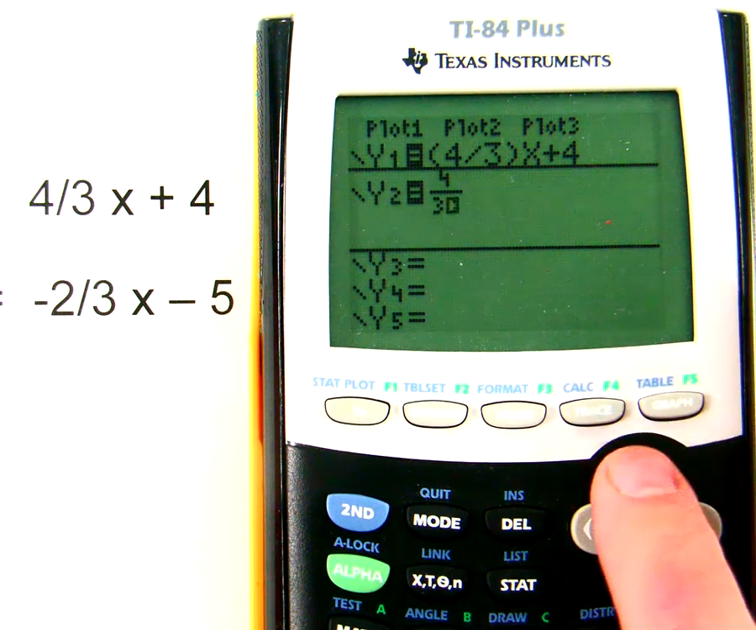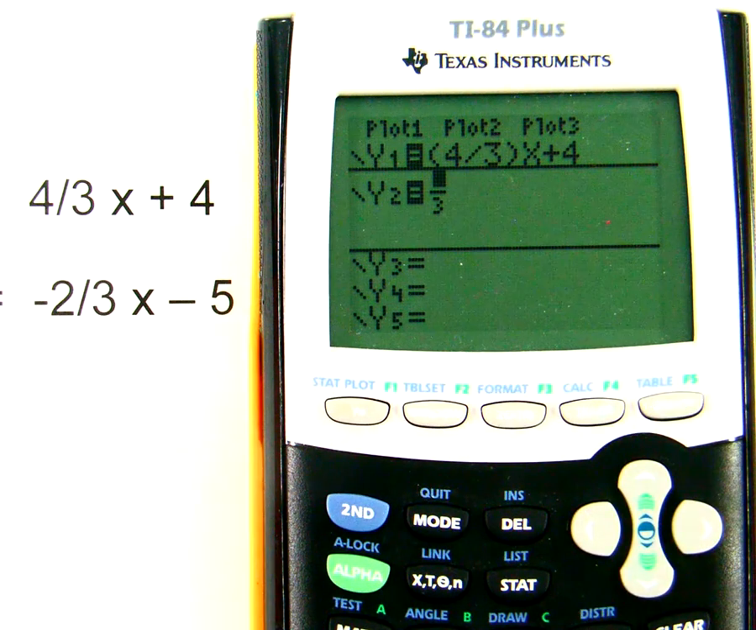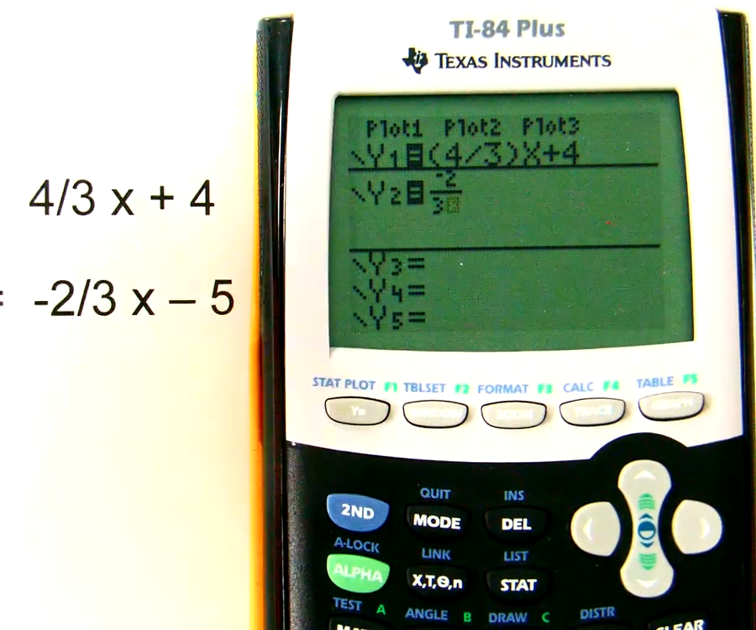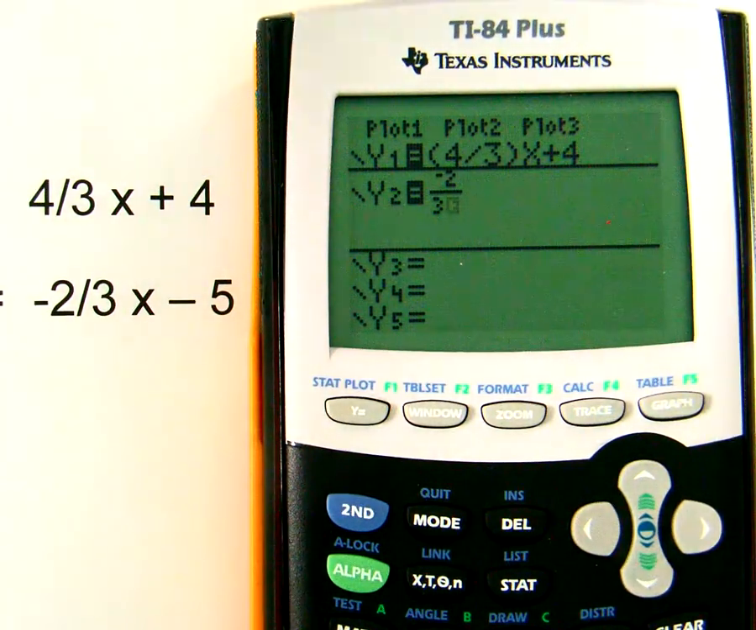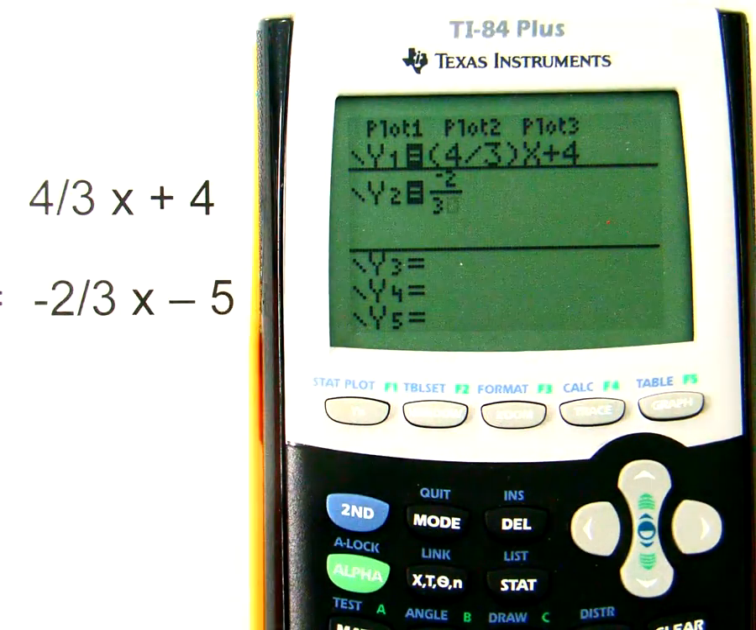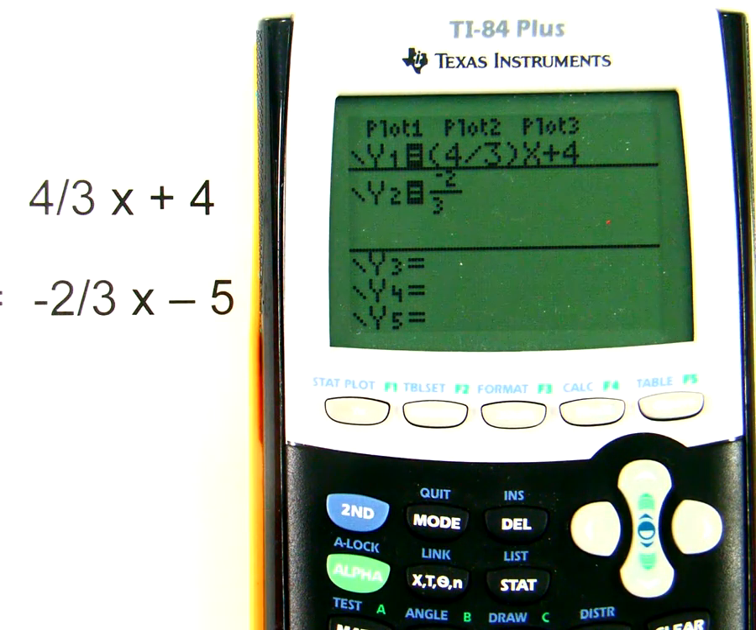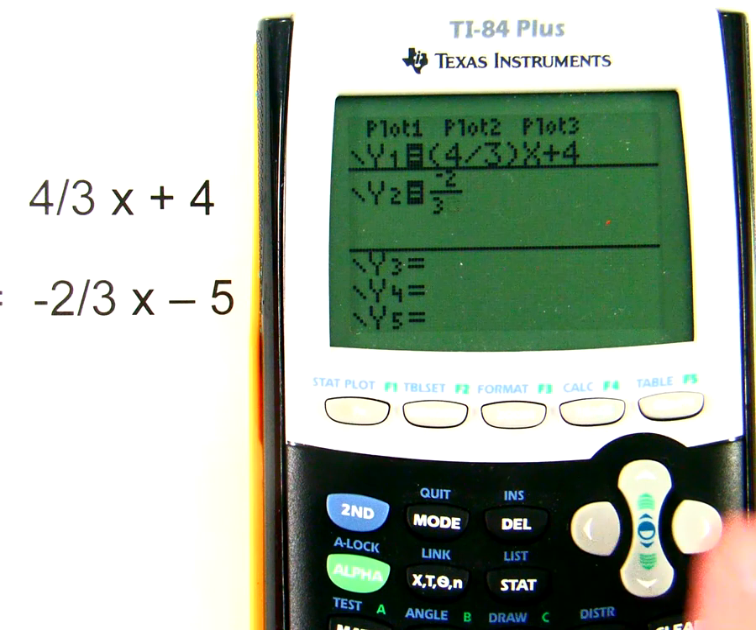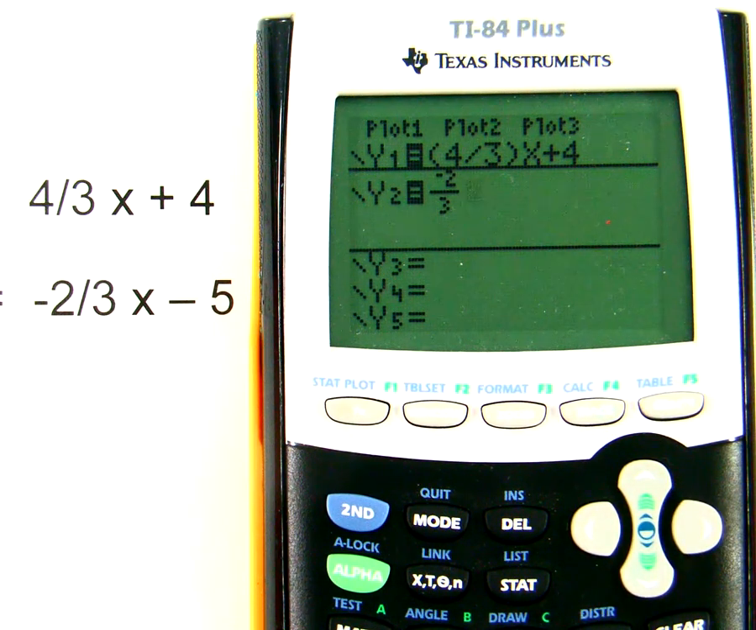Oh, I'm sorry, I'm doing the second problem. Okay. So I'll do negative 2, arrow down, and 3. Okay, as I'm doing this, notice that the blinky is still in the denominator. If I keep typing here, whatever I type will be in the denominator. Because again, the calculator doesn't know you're done writing a fraction. You have to do it the way it wants. So you need to arrow out of the fraction.